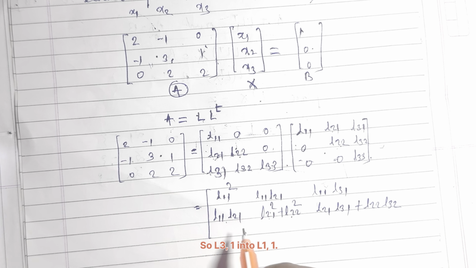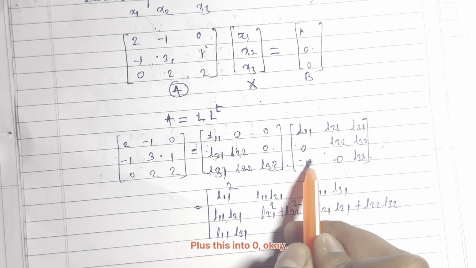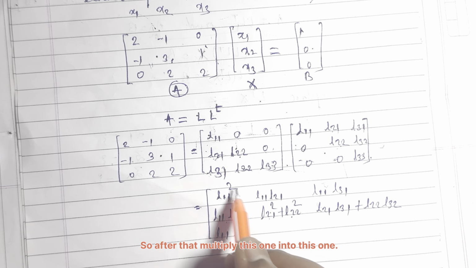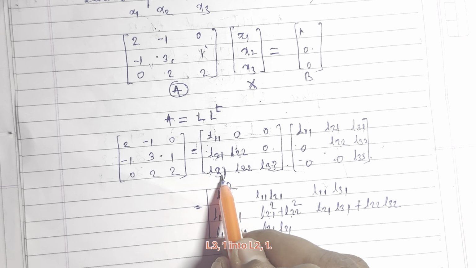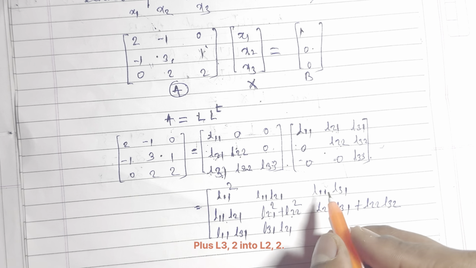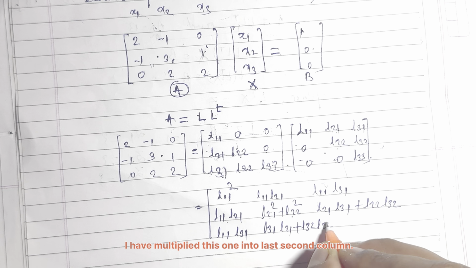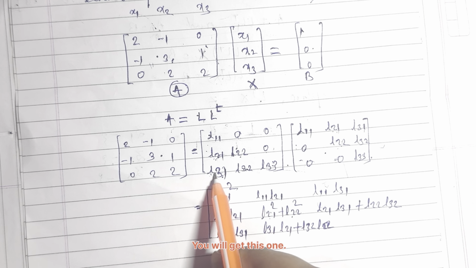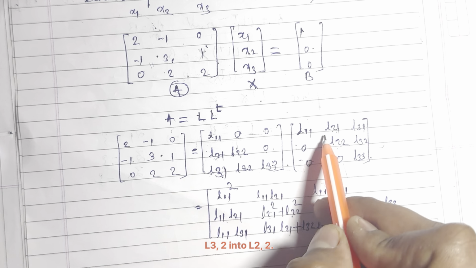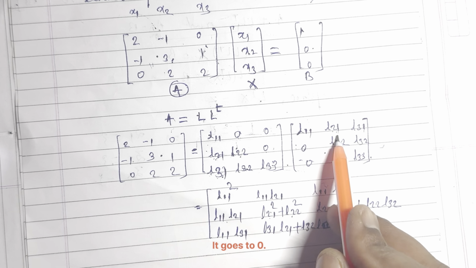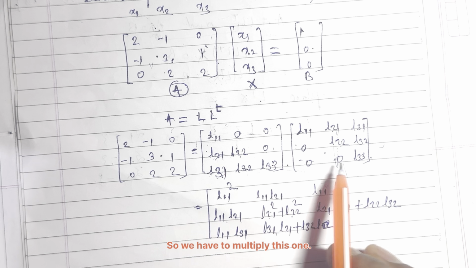So L31 into L11, L31. L32 is 0 plus this into 0. After that, multiply this one into this one: L31 into L21 plus L32 into L22. What I have done is I multiplied the third row into the second column, you will get this one. So L31 into L21 over here, L32 into L22 is here, and L33 into 0 goes to 0.